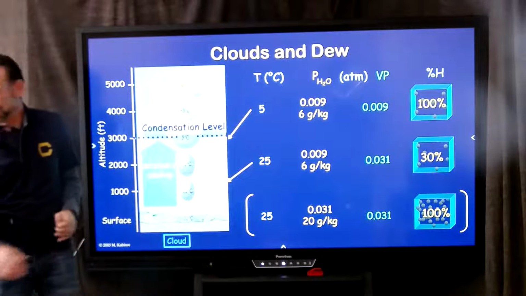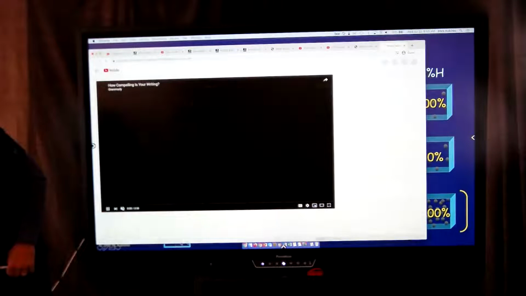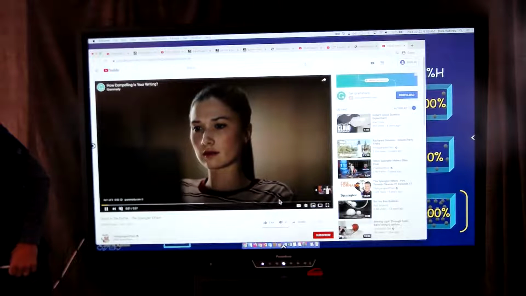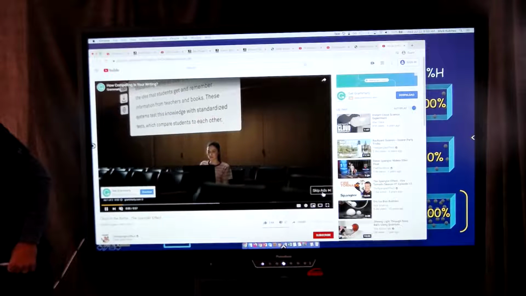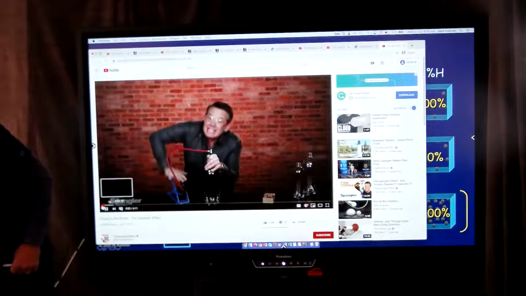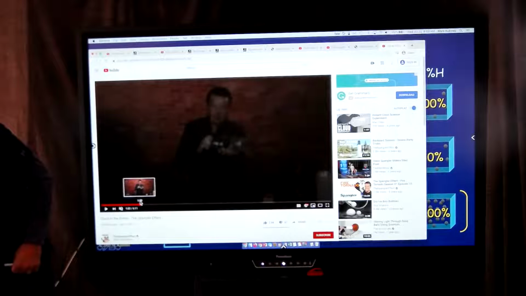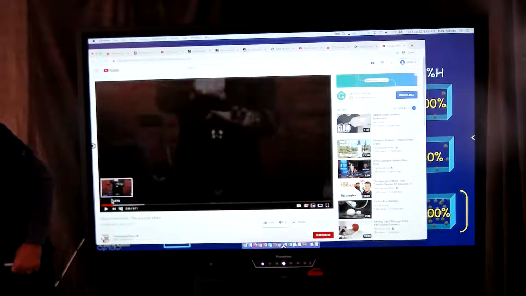So you can see this cloud formation. I'll show you a video here of that happening. Oh, it's a sponsored video. So there's an ad. Stand by. Lonnie does this, but I couldn't find Lonnie's picture.